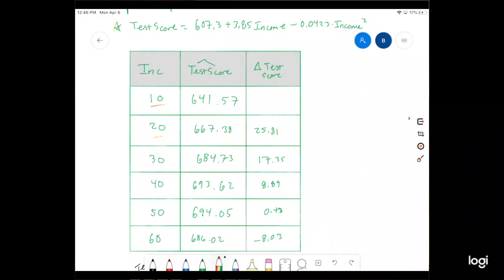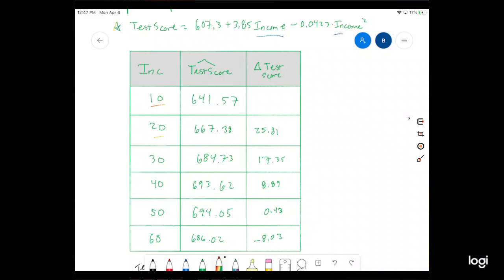So if we plug in 10 for income and income squared, that'd be 10 here under income and 100 under income squared. Then what we get out is a predicted test score of 641.57. If we plug in 20 for income and then of course 400 for income squared, then the predicted test score would be 667.38. We take the change in test score here, so the triangle is the change in test scores. So we're going to subtract the predicted test scores at income equals 20.